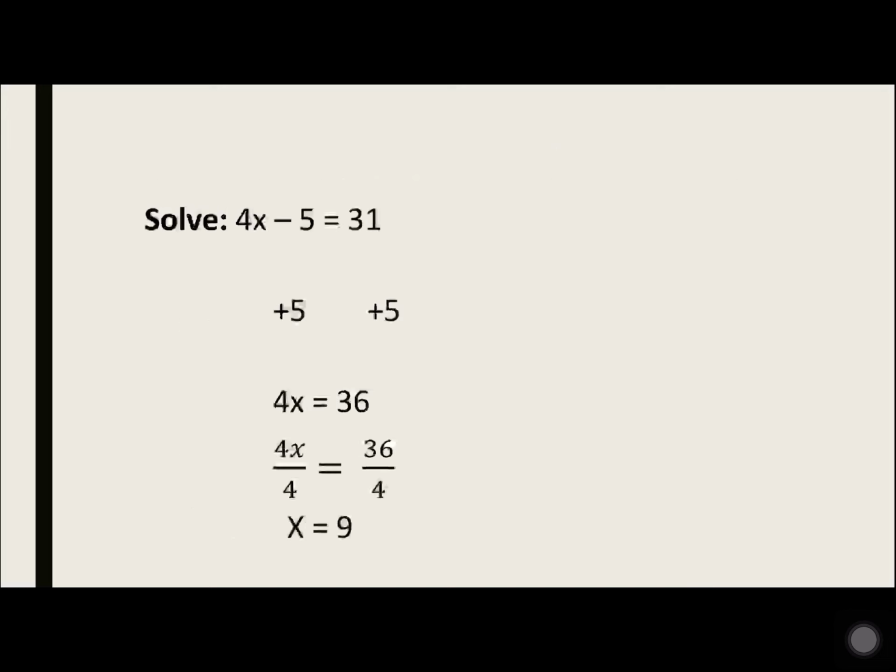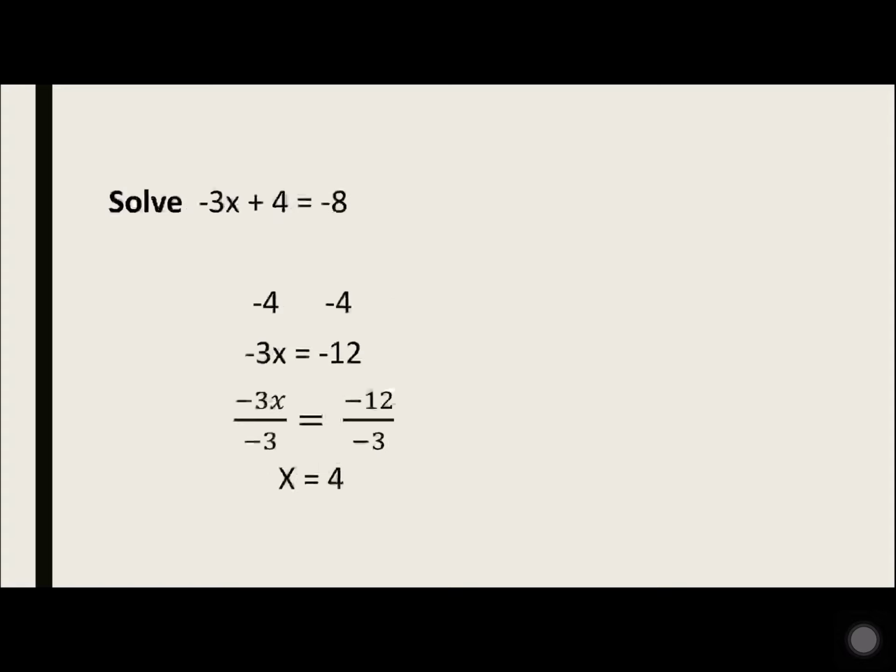Solve. 4x minus 5 equals 31. Undo the plus or minus plain number first. So the opposite of subtract 5 is add 5. Minus 5 plus 5 cancels, so we have 4x on the left. On the right, 31 plus 5 equals 36. 4x equals 36. That's multiplication, so divide. 4x divided by 4, the 4's cancel. On the right, 36 divided by 4 equals 9. x equals 9.